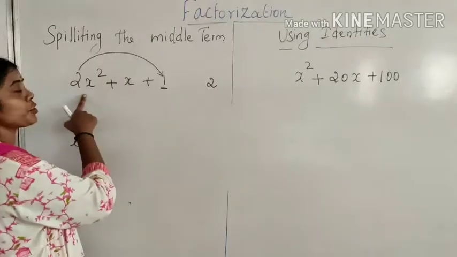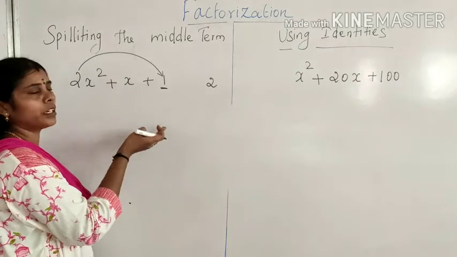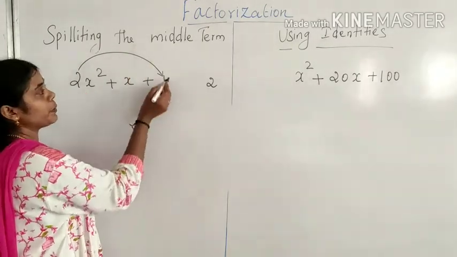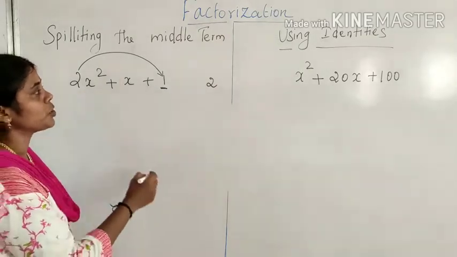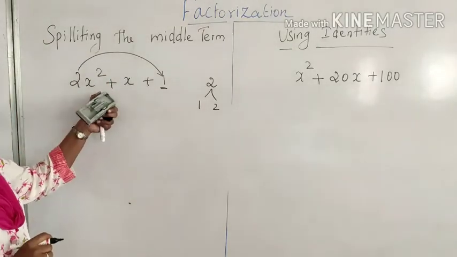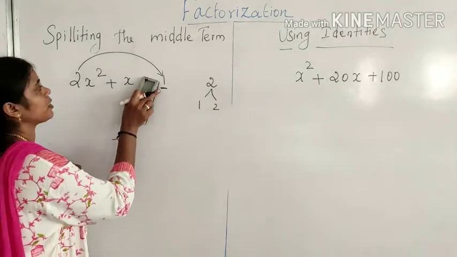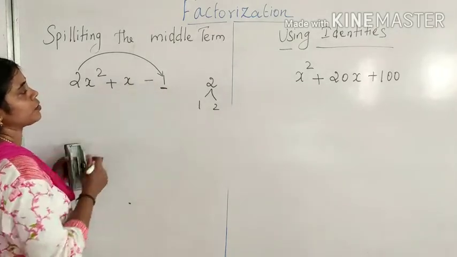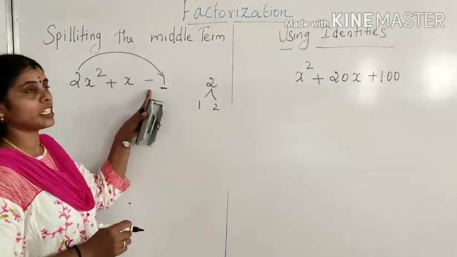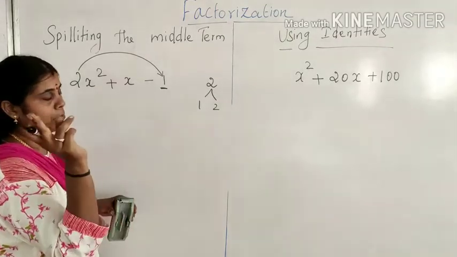Now, when the coefficient of x squared is 1, you can directly do it, because 1 into any number gives the same number. But here the coefficient given is 2, so 2 will be multiplied with the last term. So now if you find the factors of 2, it is 1 into 2 only. But here plus x is given, so sorry, this should be minus 1. So that we will get the value. Here plus is given, here minus is given, so one term is plus and the other term is minus.